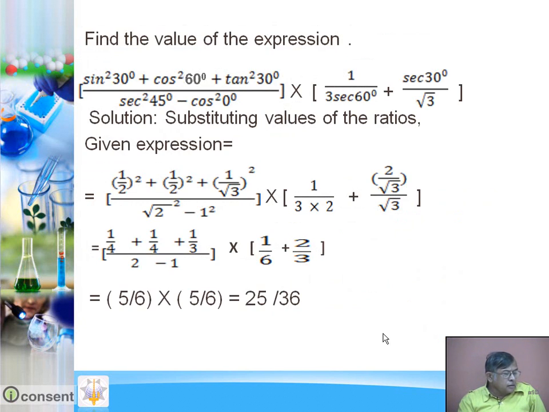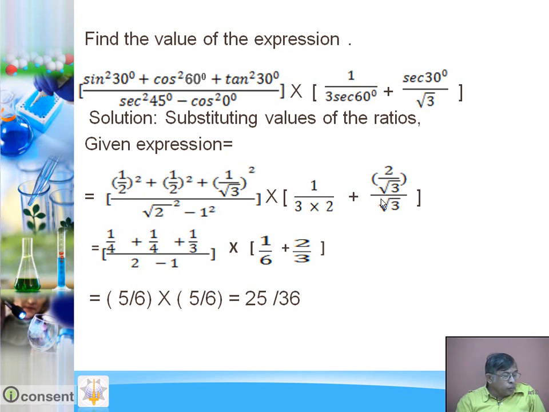Find the value of the expression sin square 30, cos square 30, tan square 30, sec square 45 and cos square 0. For this we must know the values of ratios of 30, 60, 45, 90 and 0. These are standard angles and these values we should know. Now substituting values of the ratios, given expression becomes, we know sin 30 is half, so this is half square. Cos 30 is again half square. Then 1 upon root 3 bracket square, etc.